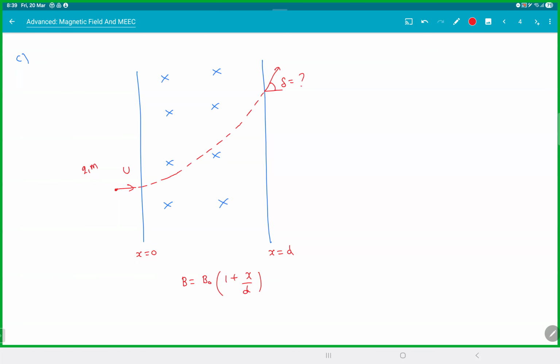Find delta. You must have done the standard equation if you remember. If the B is constant, then sine delta is equal to d by r. There was a standard question like that. We are just playing with the particle motion for now.